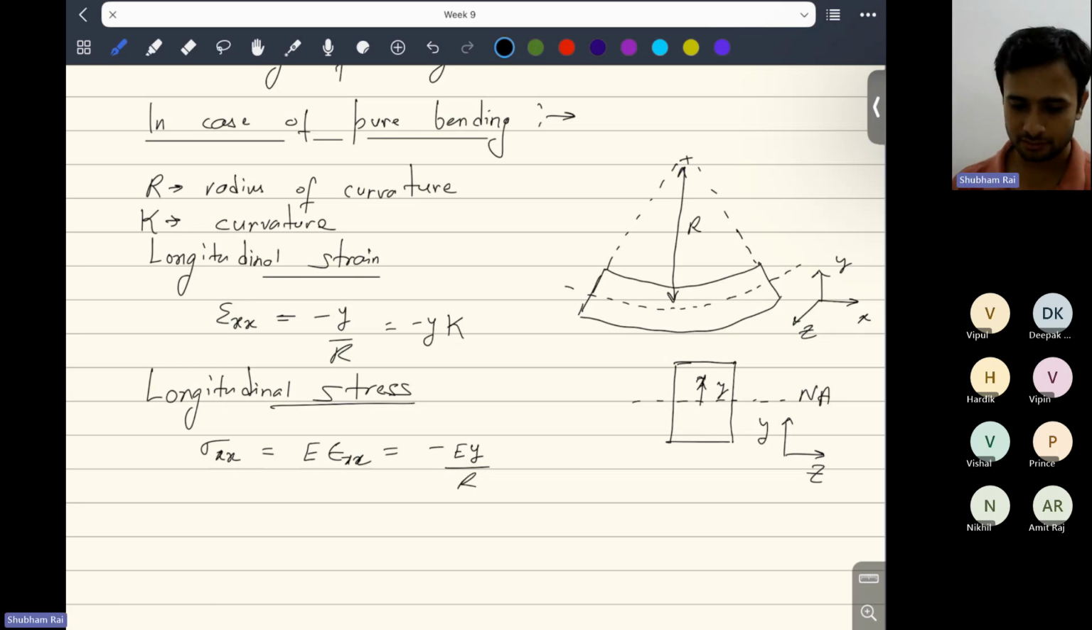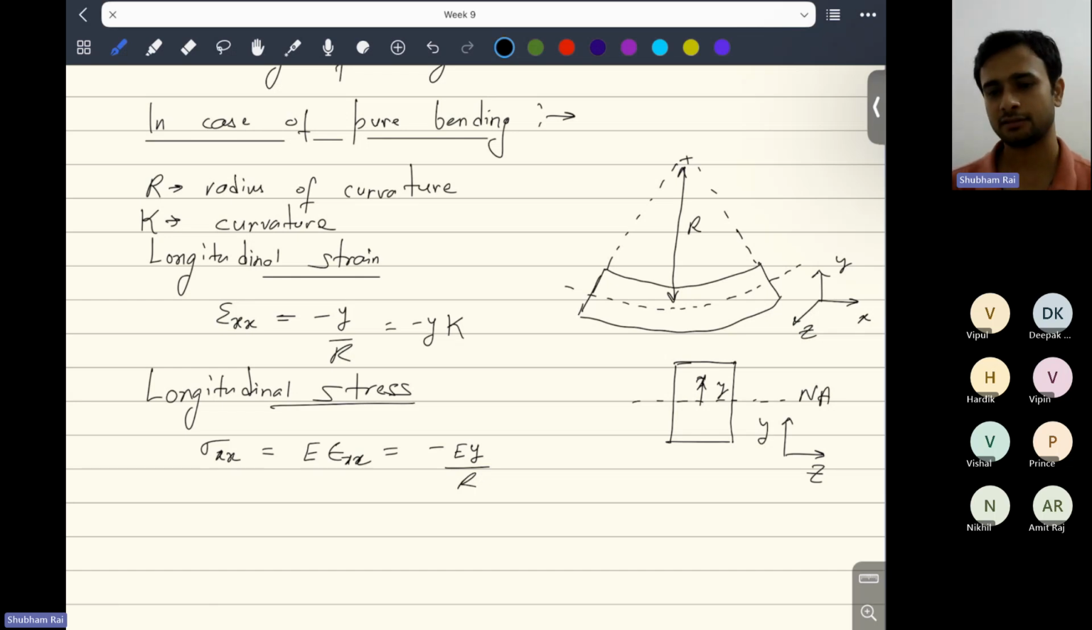And what will happen to the radius of curvature if the second moment of area of the beam is high? So if second moment is high, it will be difficult to bend the beam. So the radius of curvature will increase. So we can say that radius of curvature is directly proportional to second moment of area, inversely proportional to applied bending moment.